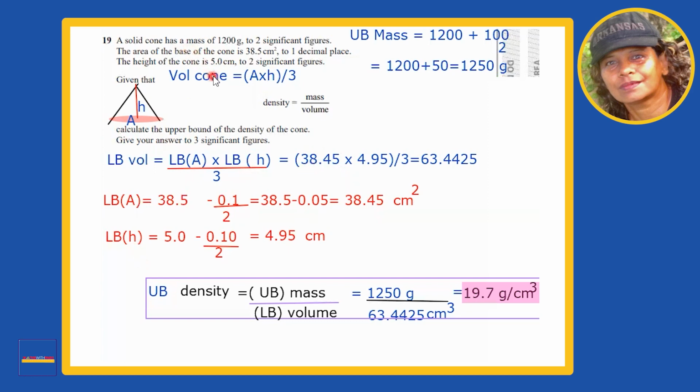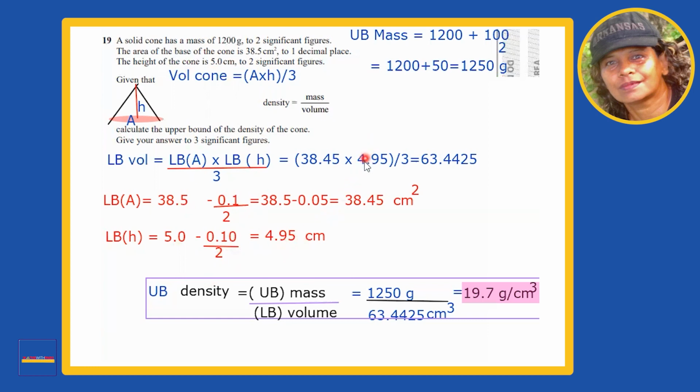The height is given as 5.0 to 2 significant figures. So again, the second significant figure is 0.1. We divide that by 2, which gives us 0.05. So to find the lower bound of that, it would be 5 minus 0.10 divided by 2, which is 4.95.